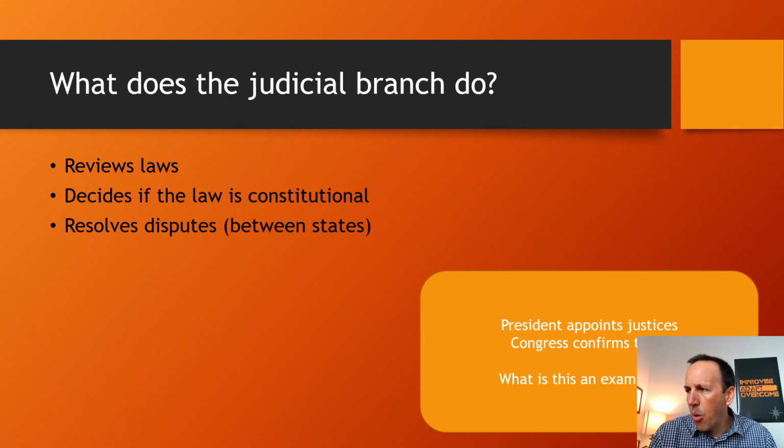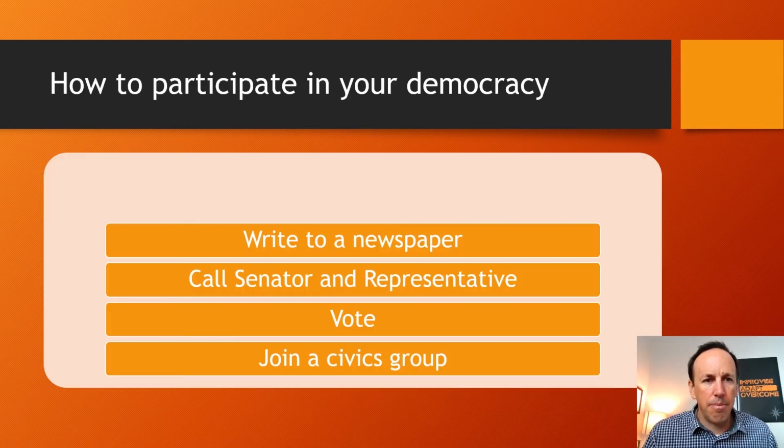Okay, the president appoints justices. Congress confirms them. So you've got one branch of government that appoints the justice. The other branch of government says yes or no. What is that called? Separation of powers, right? Okay, checks and balances. We just learned about it. Make sure you know that.